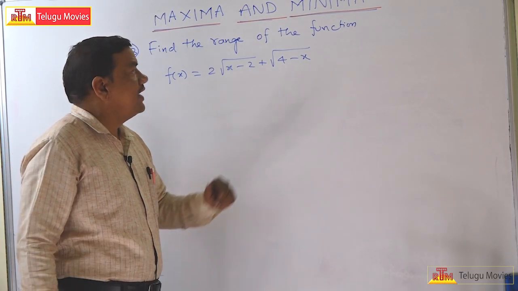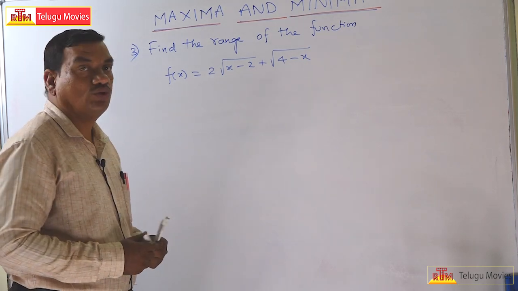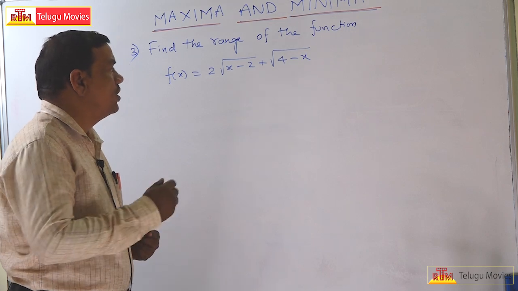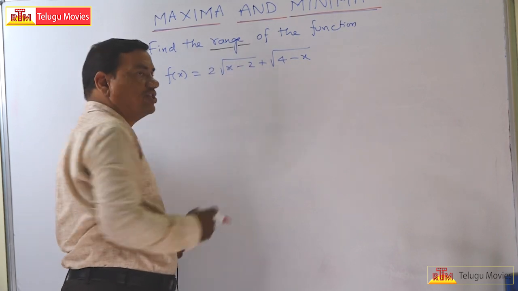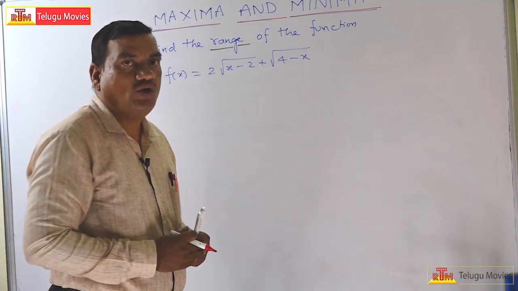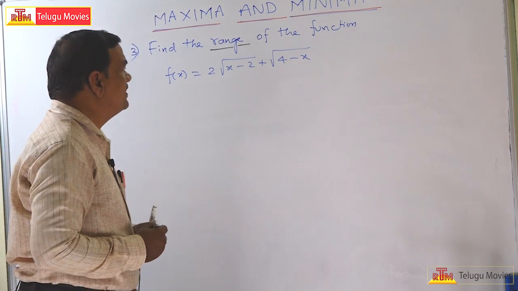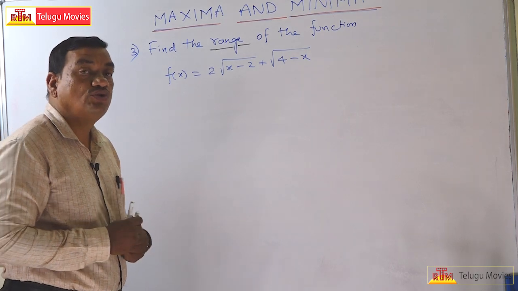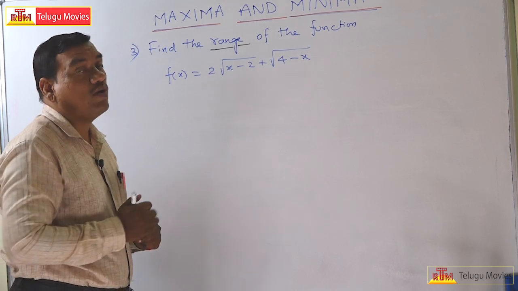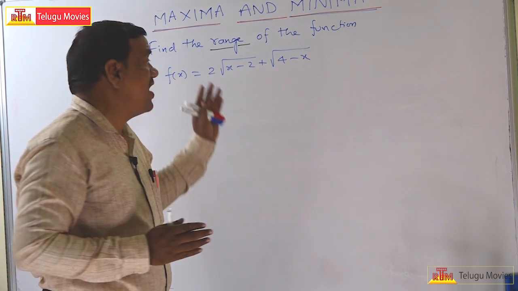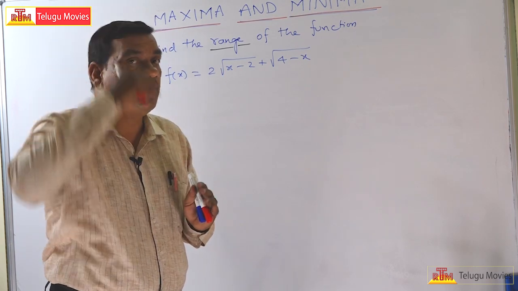Welcome to this problem. Here the problem is to find the range of the function f of x is equal to 2 root of x minus 2 plus root of 4 minus x. The range means points of extrema, so a maximum value and a minimum value we have to find out. That is called the range of the function. Before finding the range, you should keep in mind that you have to find the domain of this function. What values does x take? In that domain only we will find the minimum value and maximum value.